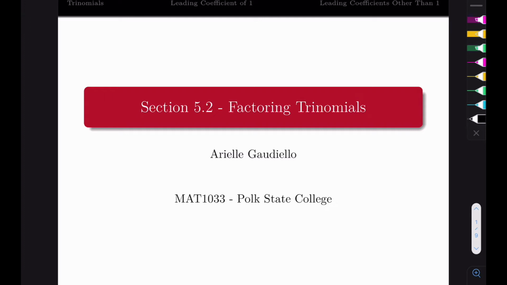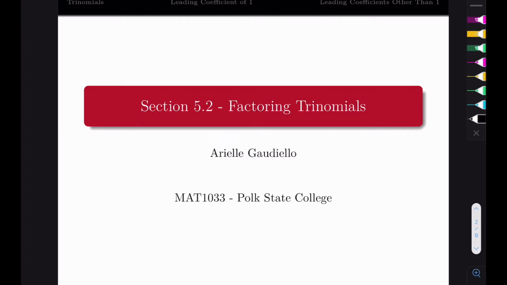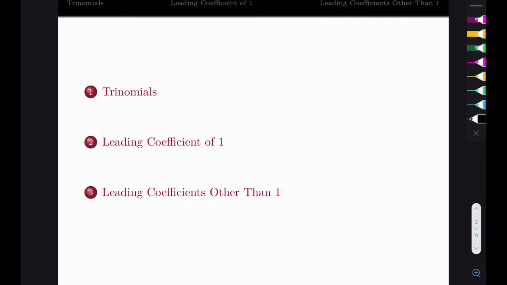So our next section is going to be about factoring trinomials. We're really going to do three things. We're going to first go over what is a trinomial. Then we're going to talk about how we deal with trinomials with a leading coefficient of 1. And then what happens if we have another number other than 1 out front.